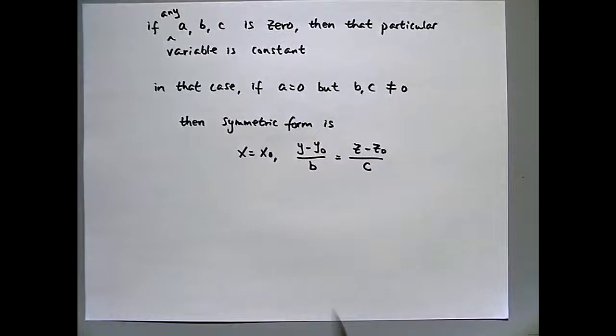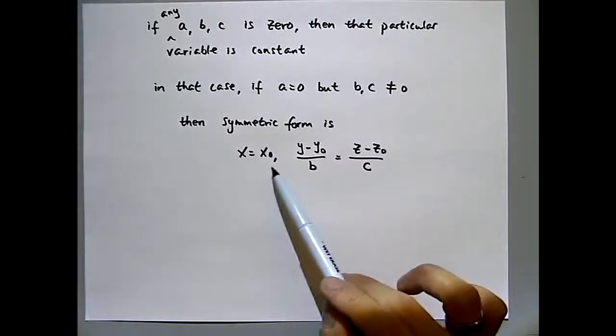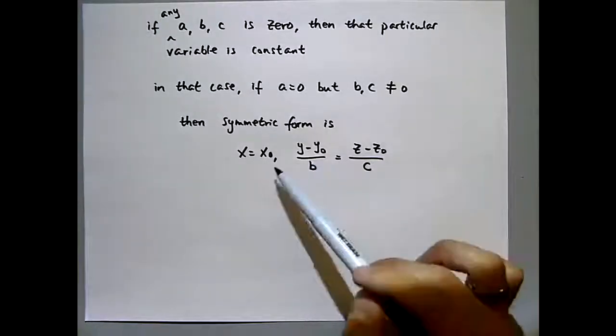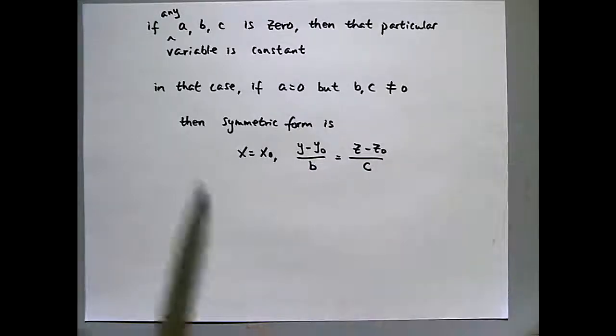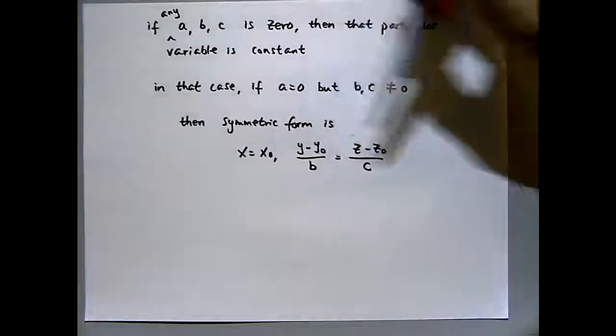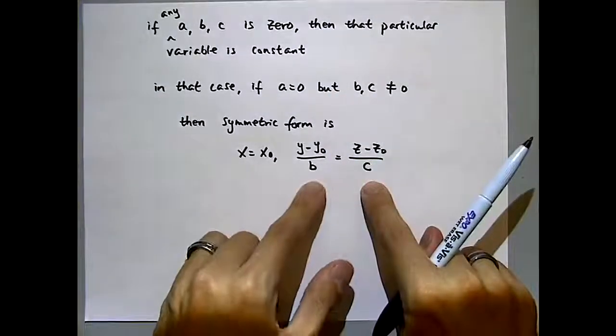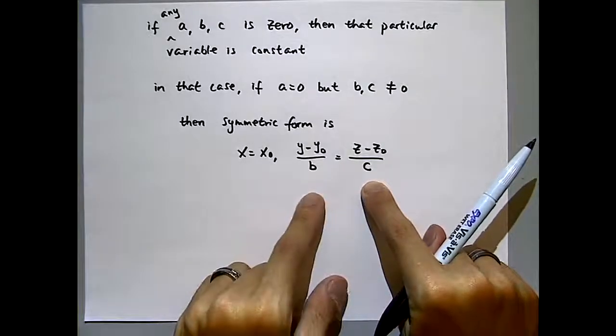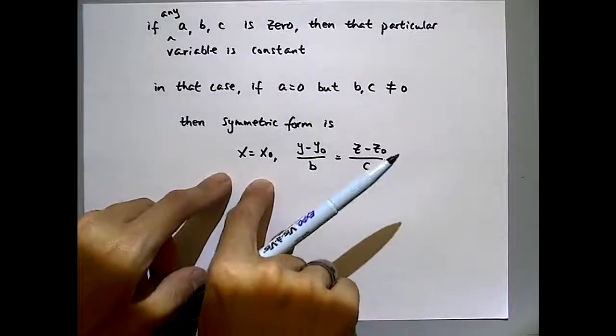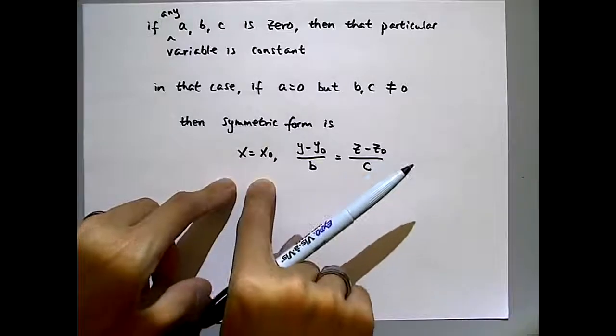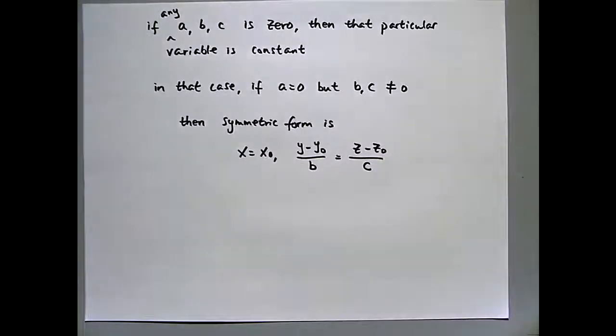You leave the constant one on its own, x is equal to x sub 0, the x component of that point on the line that you know. The other two, you can still relate by the same parameter t. So you relate the other two the same way, like a standard symmetric form, but you just leave out the constant variable on its own. Make sense? Okay.